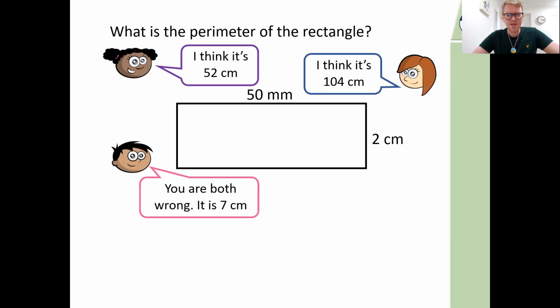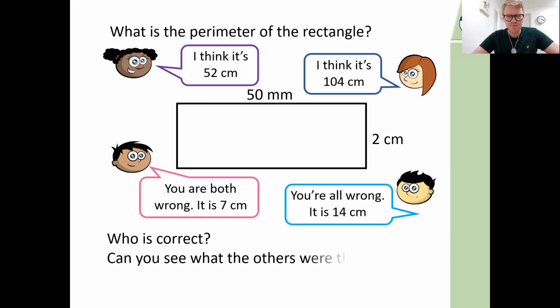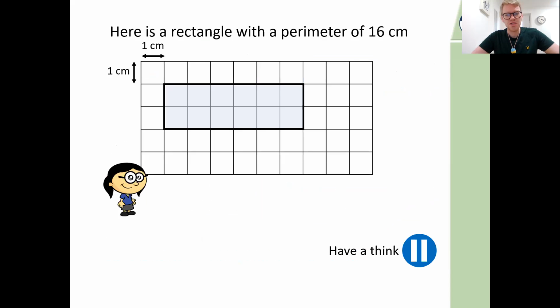We said it's not 52 and it's not 104. Could it be 7? Could it be 14? Let's have a think. Let's do the converting first of all. So we know that 50 millimeters, well, that's the same as 5 centimeters, isn't it? 5 centimeters. So is it 7 centimeters the perimeter, or is it 14? Well, even though it's only 5 and 2 that we can see there, we do also need the remaining 2 measurements. So we'd need 5 and 2 again. So it's this person that's correct. It would be 14 in this case.